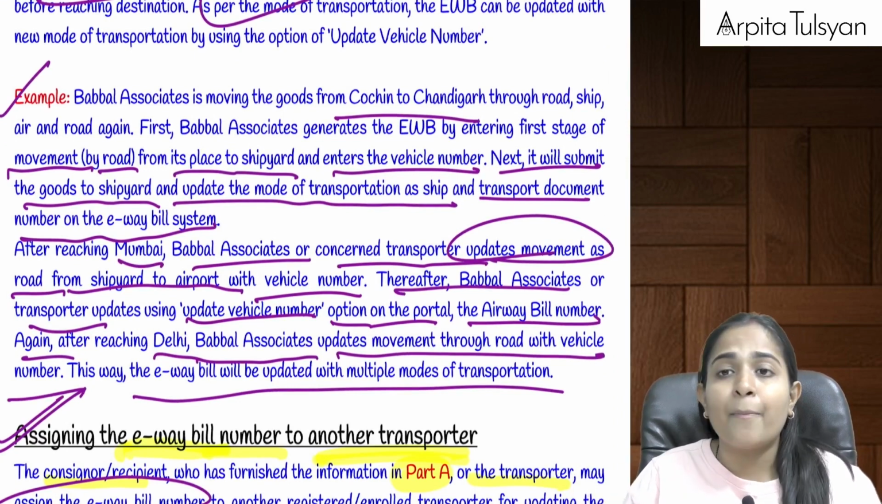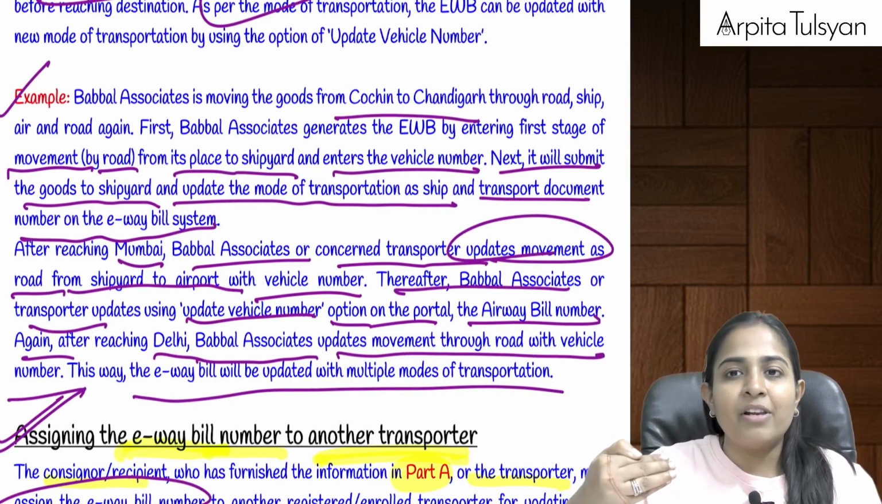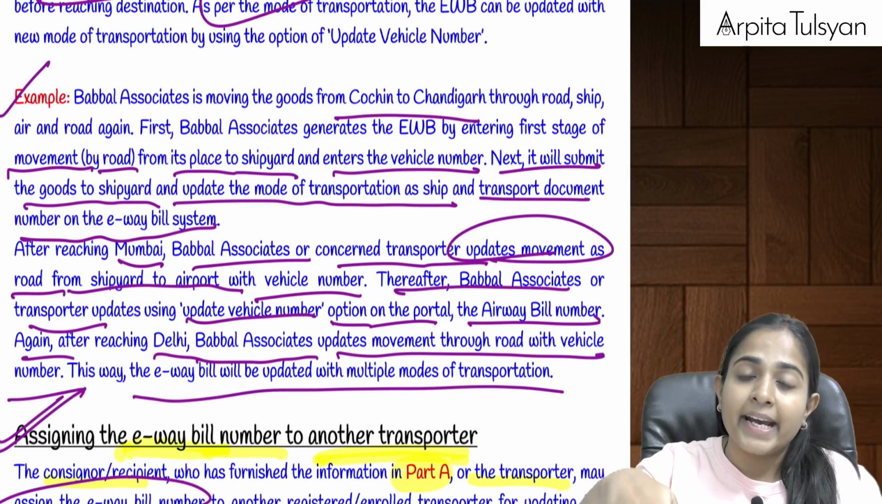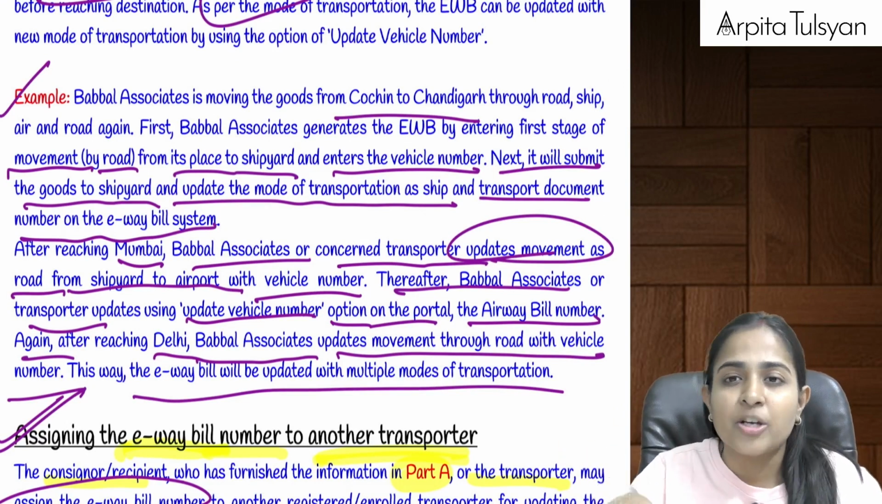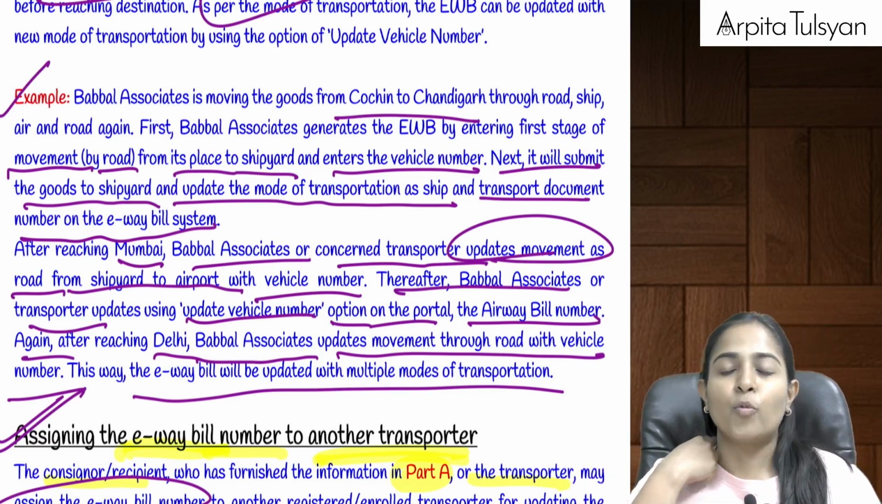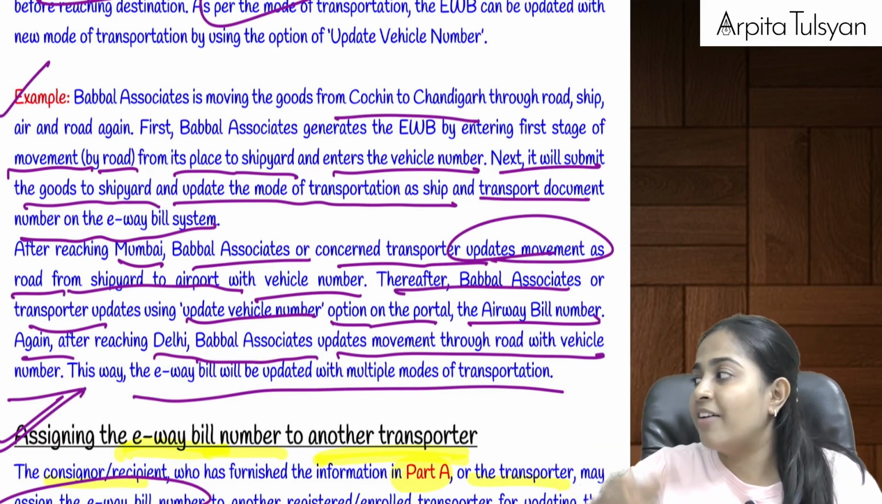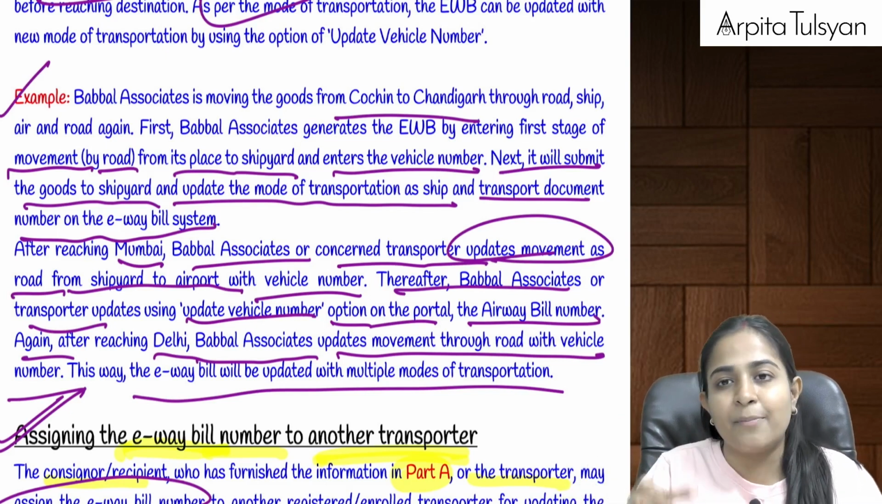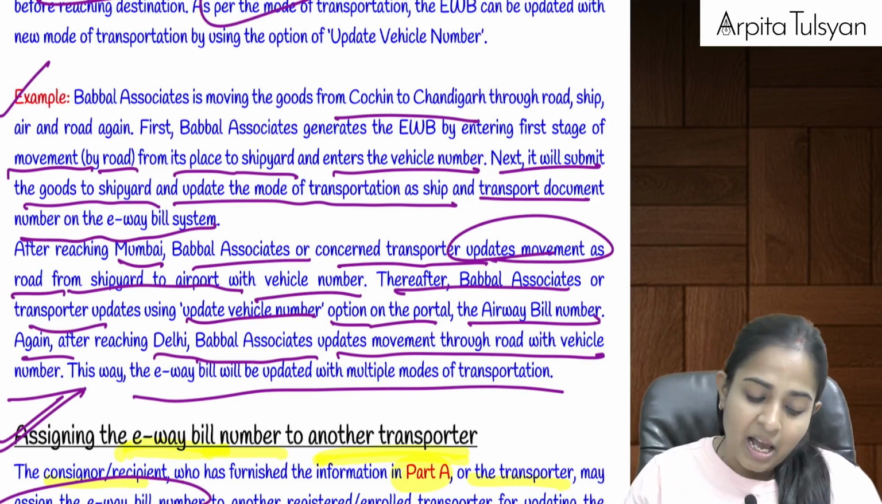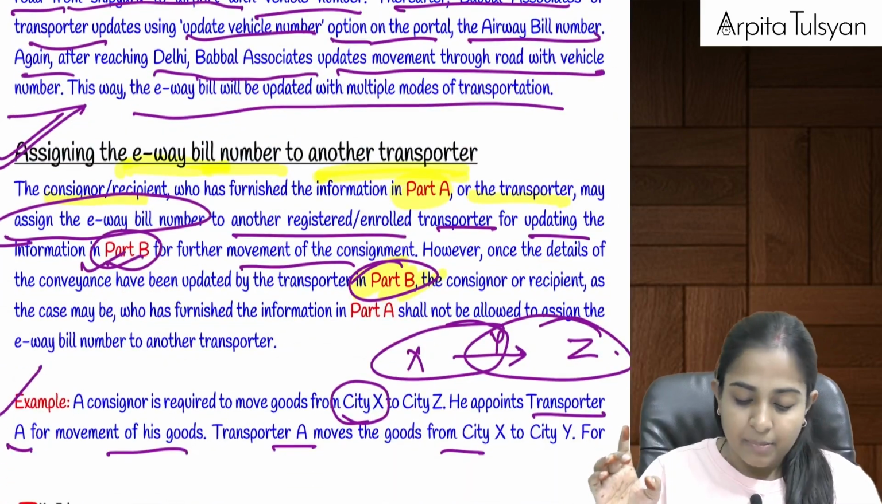Similarly, can there be a possibility that some area will be traveled by road, some area by air, some area by ship, etc.? Can there be multiple modes also? For that purpose also, one e-way bill is sufficient, but whenever the mode of transportation is changing, before it changes, it should be updated in part B of the e-way bill, right?